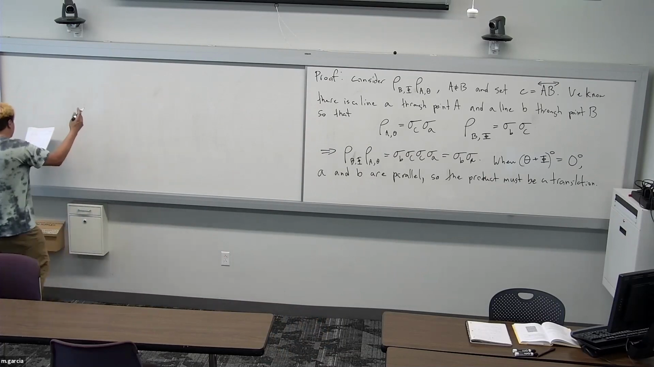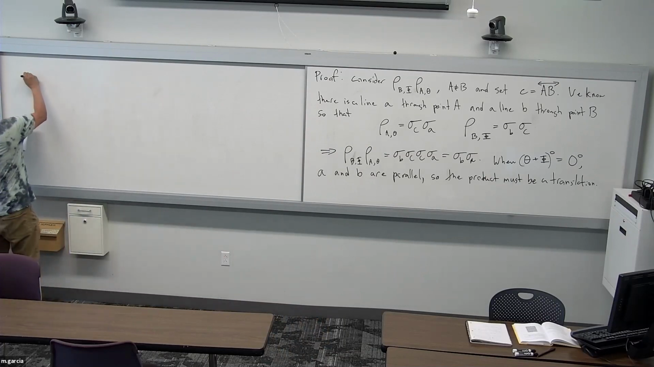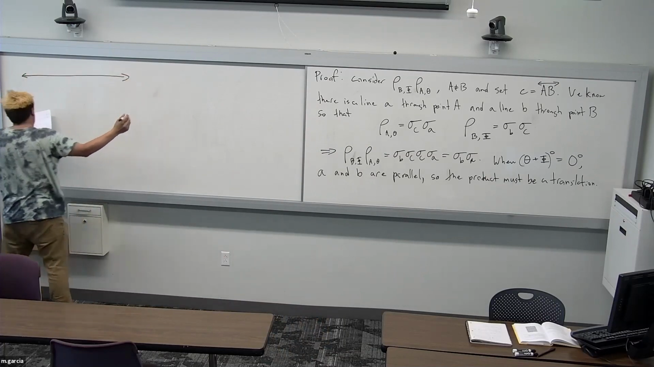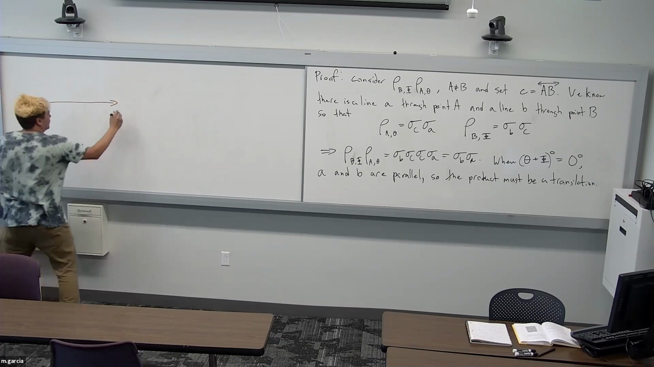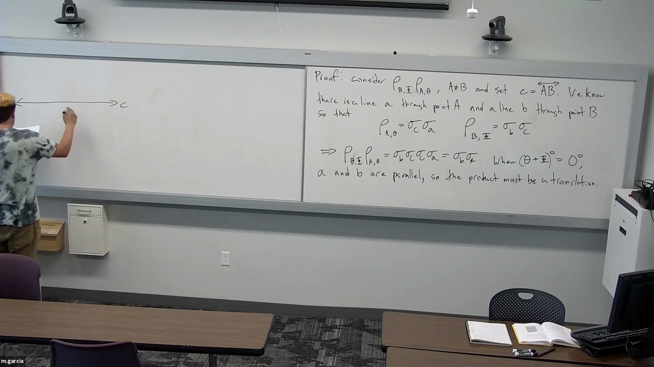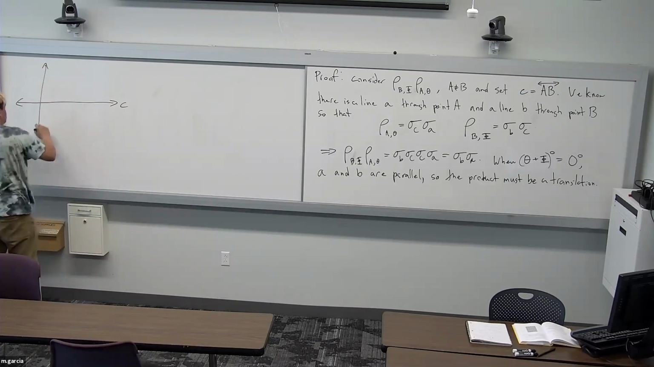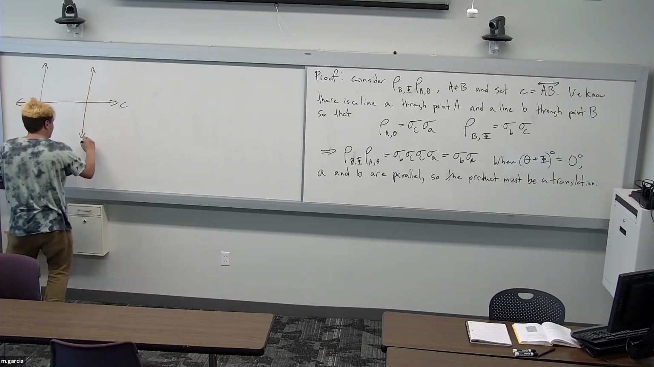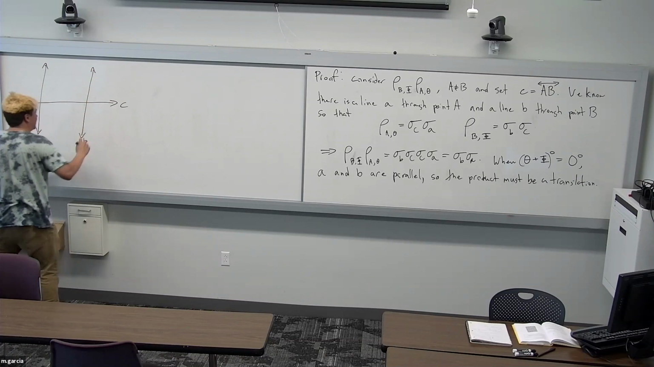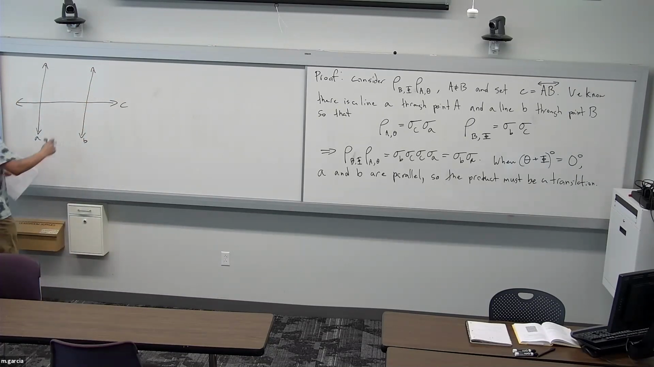And so let's draw the picture. Here's all the information that we've said so far. Here's our line C. Here's our line A. And here's our line B. Okay?